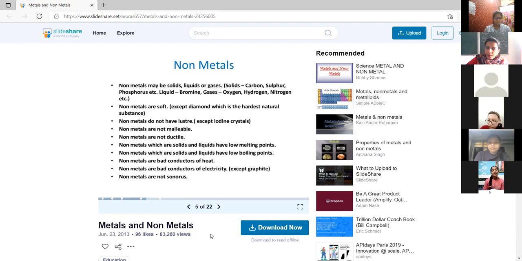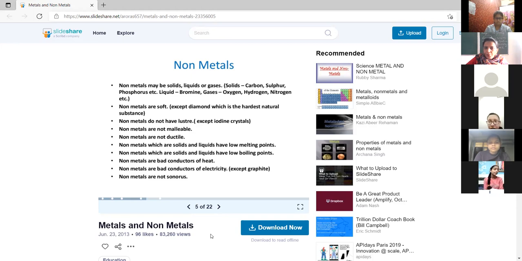Non-metals are soft. As you can compare, you may get this question too: differentiate between metals and non-metals on the basis of their physical properties. All metals were hard, but here all non-metals are soft except diamond. Children, this is a very important question. Diamond is a non-metal which is the hardest natural substance. So don't forget it. You may get this question in MCQs.